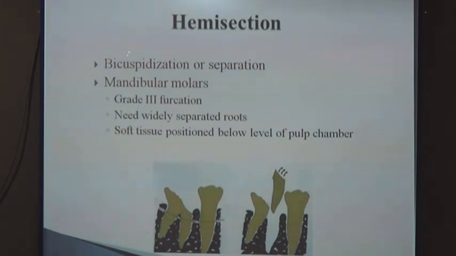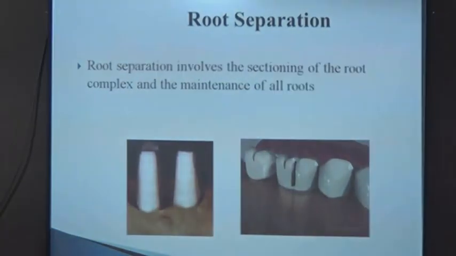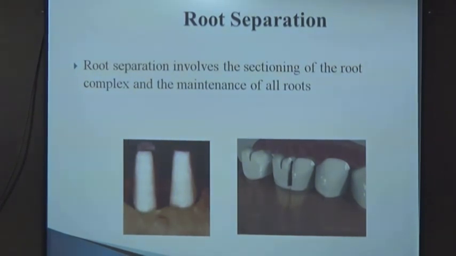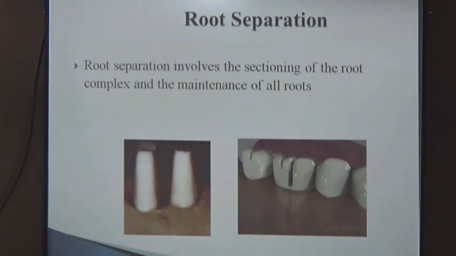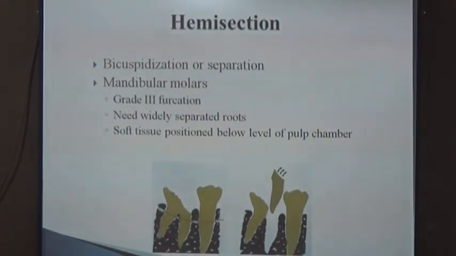In the lower, in case one particular root alone is involved with more bone loss and periapical pathology is there, we can do bicuspidization. The other name for this is hemisection. Are you clear now? Can you go to the next slide? Root separation. Root separation involves the sectioning of the root complex and maintenance of all roots. Wait, I am going back to that. There, bicuspidization, you remove and cut.